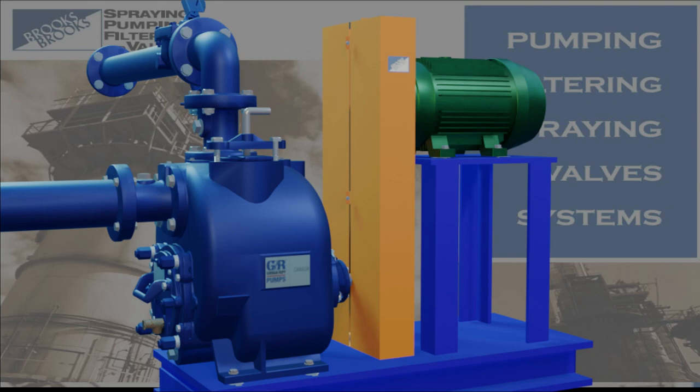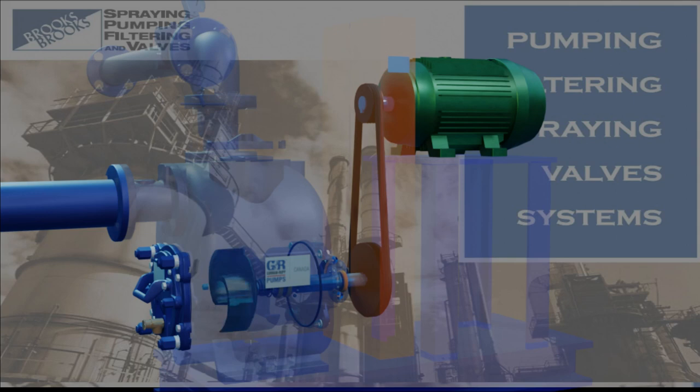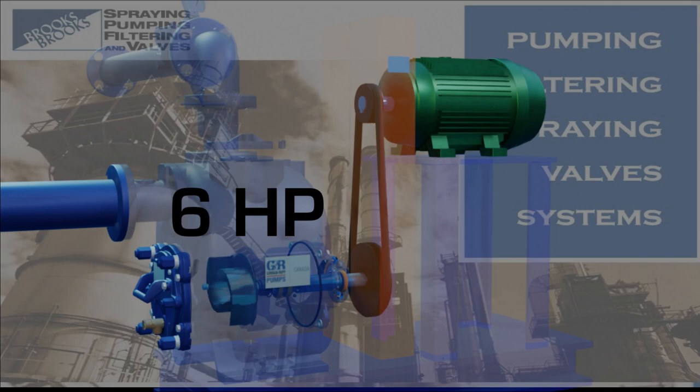Now let's look at the same example, but remove the variable frequency drive and instead use belts and pulleys to go from 1750 RPM motor speed to 875 RPM pump speed. The pump still needs 6 horsepower, but now the motor is running at full speed, 60 Hz, therefore the motor has all its 10 horsepower available.